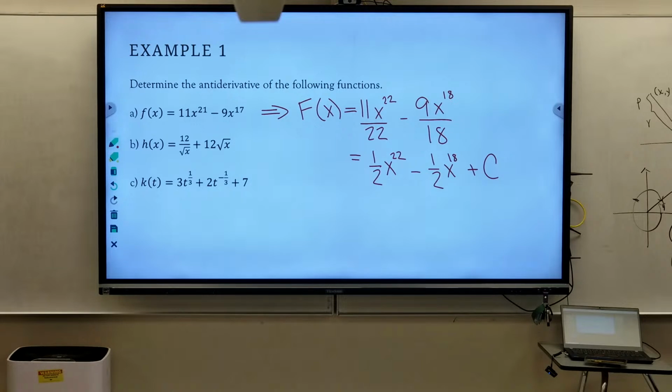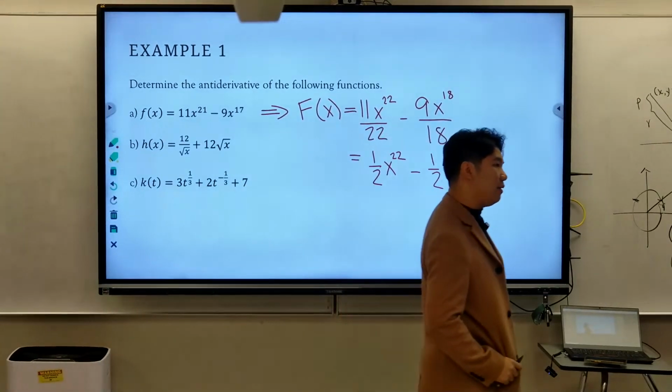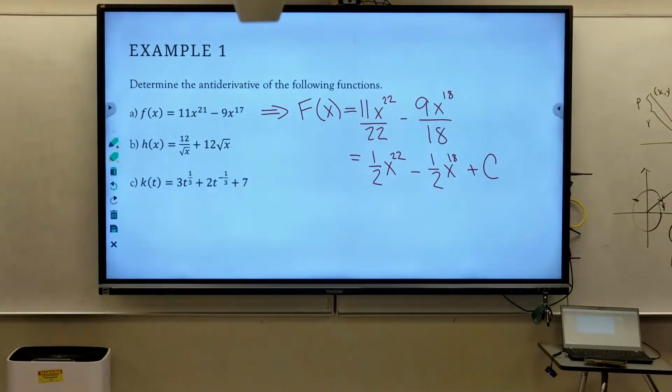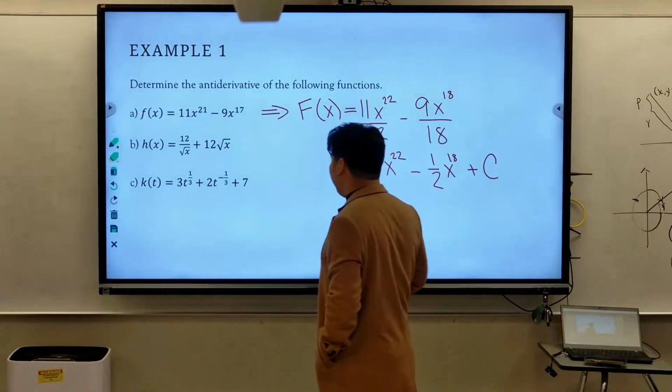So we have part A. We're sort of using this rule. We haven't really given it a name yet, but it looks like the opposite of the power rule for differentiation. Any questions about how I got this antiderivative family here?